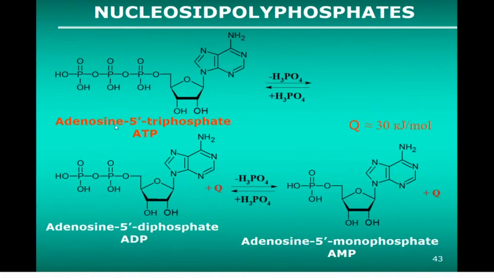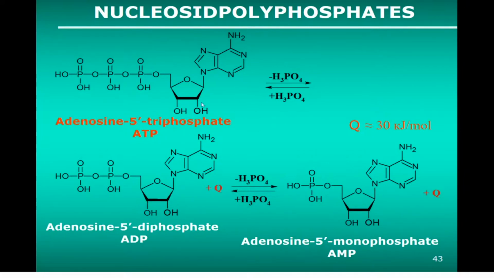ATP is adenosine 5-triphosphate. Why 5? Because all these triphosphates are bonded to the sugar at the 5th position. For short, we can write 5 prime ATP, but usually there is no need. When ATP is written, we already understand that it is at the 5th position.